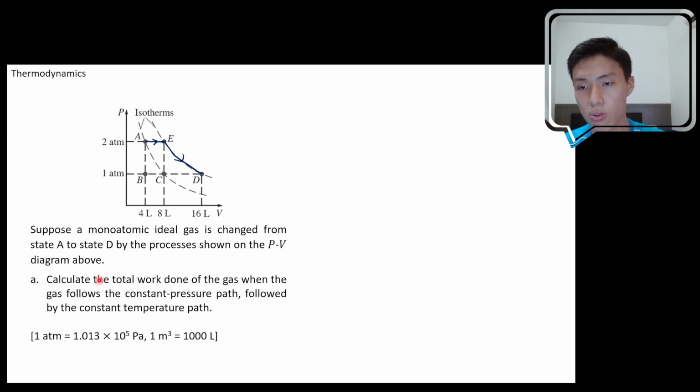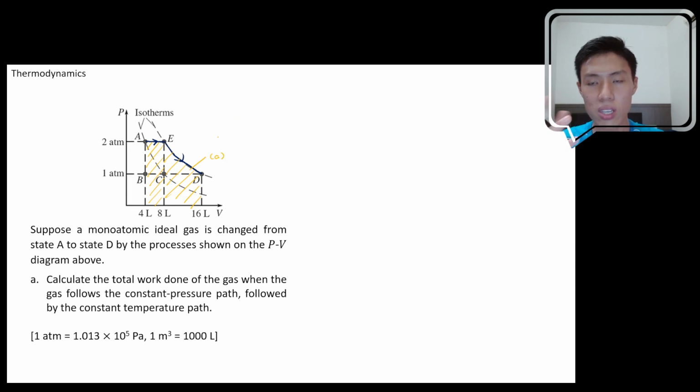So what are they asking for? They're asking for the total work done. So how do you calculate it? You can actually determine the area under the graph over here, find this area under the graph, then after that find this area under the graph. Then essentially you get your total work done for question A.